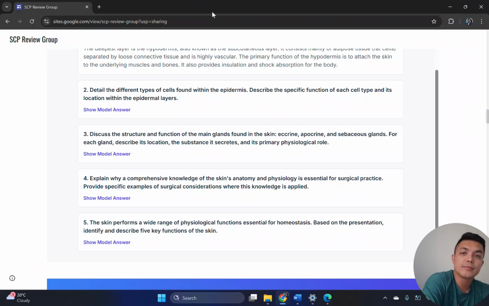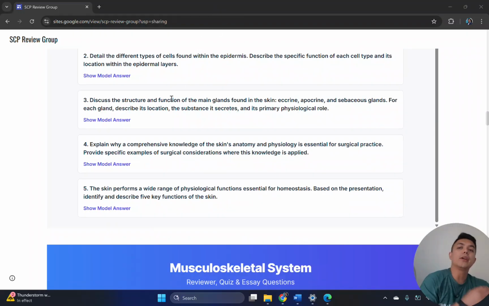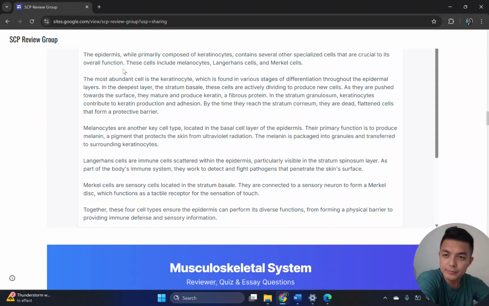Okay, number two. Detail the different types of cells found within the epidermis. Describe the specific function of each cell type and its location within the epidermal layers. So the model answer: the epidermis, while primarily composed of keratinocytes, contains several other specialized cells that are crucial to its overall function. These cells include melanocytes, Langerhans cells, and Merkel cells.